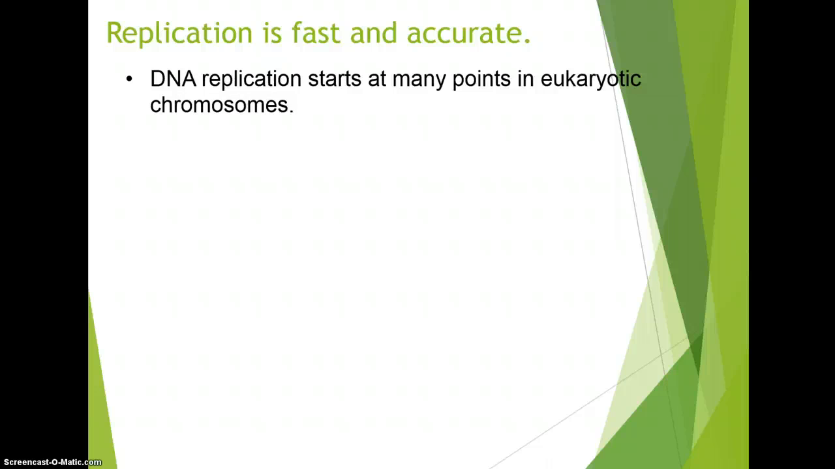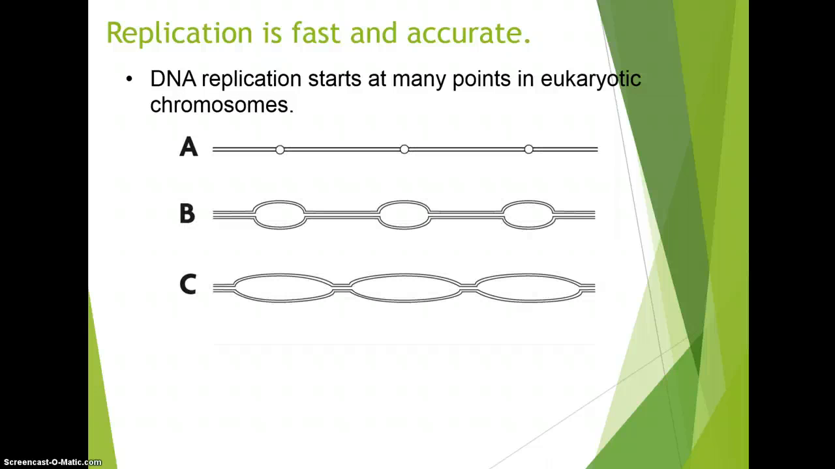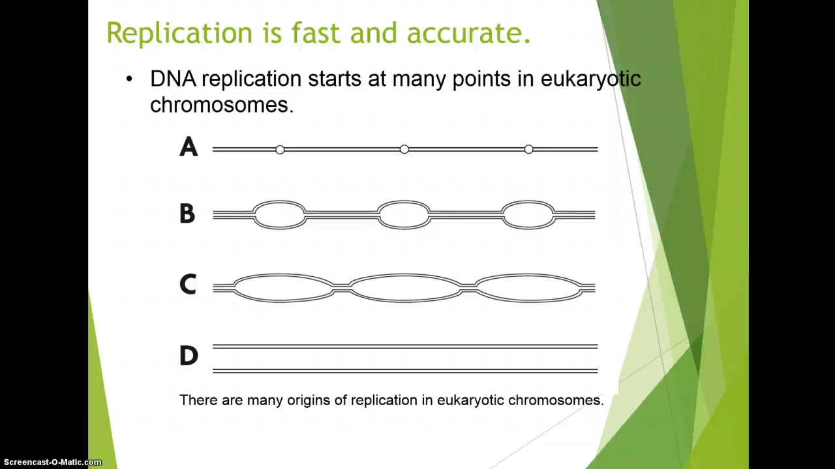Replication is fast and accurate. DNA replication starts at many points in eukaryotic chromosomes, which means we don't have replication just starting here and going all the way this way, because that would make it very slow. Instead, we have multiple points where replication starts.